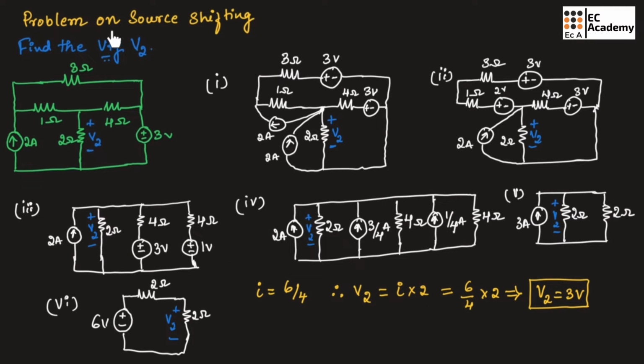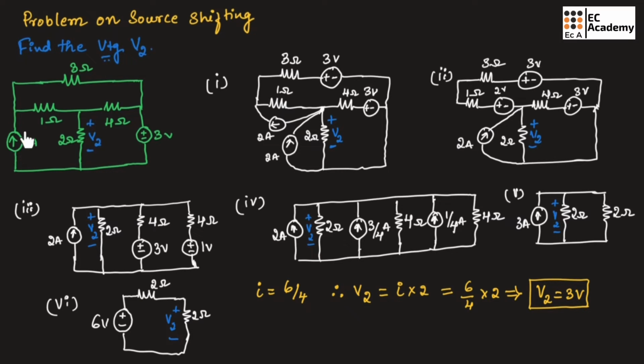Now let us understand a problem on source shifting. Here in a given circuit, we need to find the voltage V2. In this circuit, as you can see, across this current source, no element is connected. That's why we can't perform source transformation. And in series with this voltage source, no element is connected. Hence source transformation cannot be done. So first we will perform source shifting on this given network. Then we will perform the source transformation.